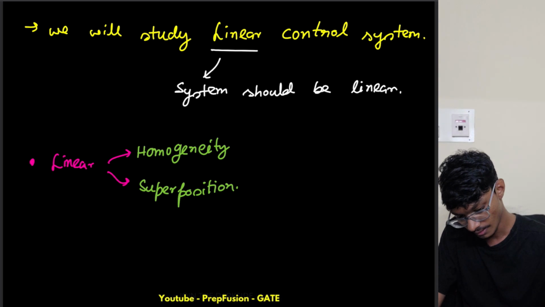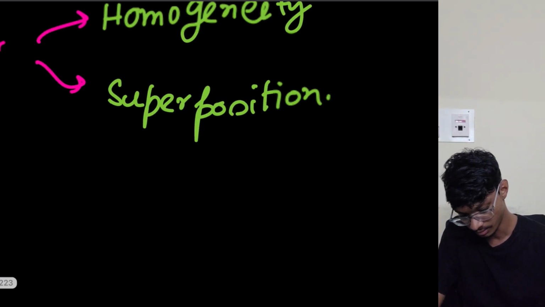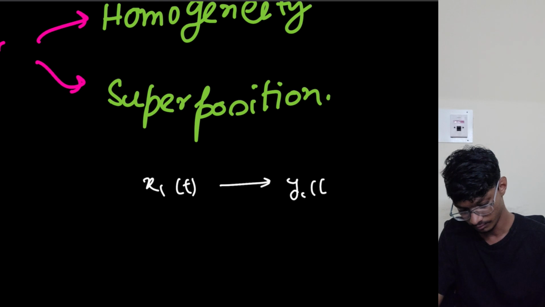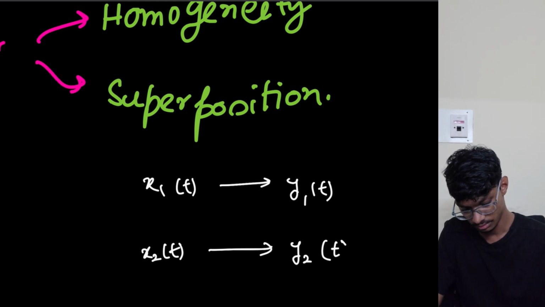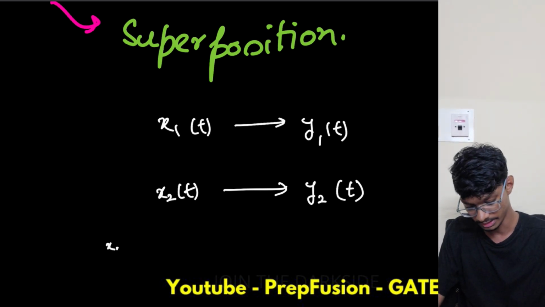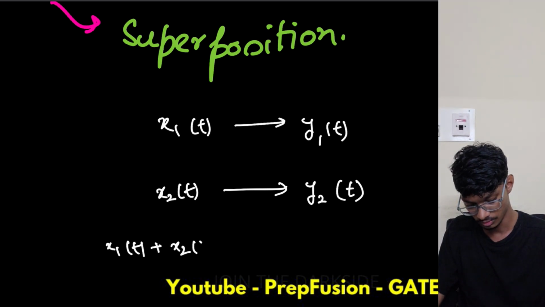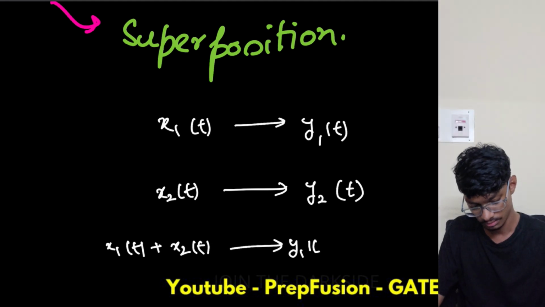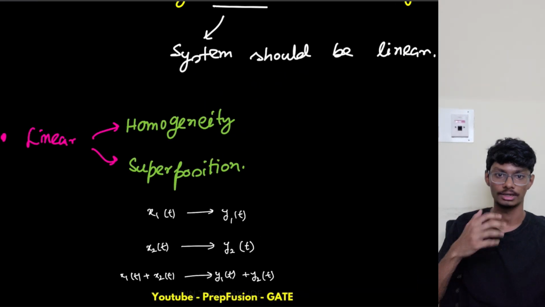Let me write it here. For x1 of t, we're getting some response y1 of t. Now for x2 of t, we're getting some output y2 of t. Now if the system follows superposition, then if I give input x1(t) plus x2(t), the output we shall get is y1(t) plus y2(t). Okay, then that is the output.